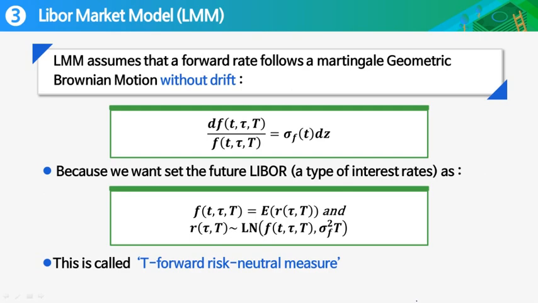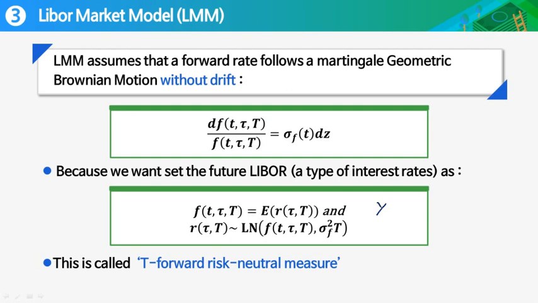The Libor market model assumes that a forward rate follows a martingale geometric Brownian motion without drift. So dF over F is sigma F dt, like this one. And because we want to set the future Libor, Libor is a type of interest rate. It is a proxy for the risk-free rate in this model, in our lecture. So F is the expected value of R tau t.